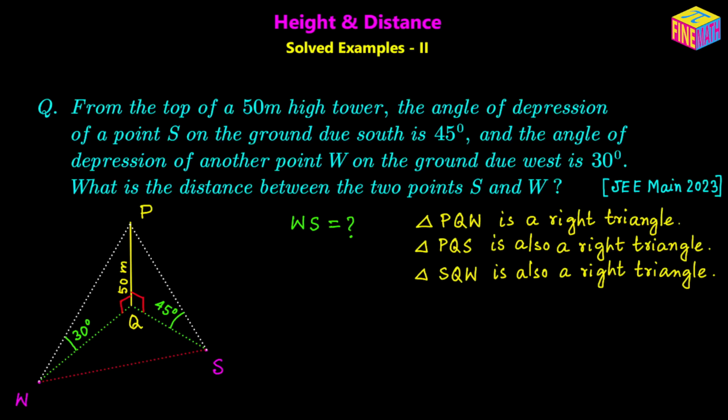Now for the right triangle PQW, let's take a tangent ratio of the 30 degree angle there. Can we write it like this?